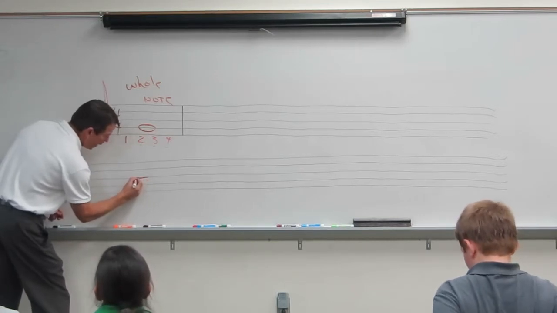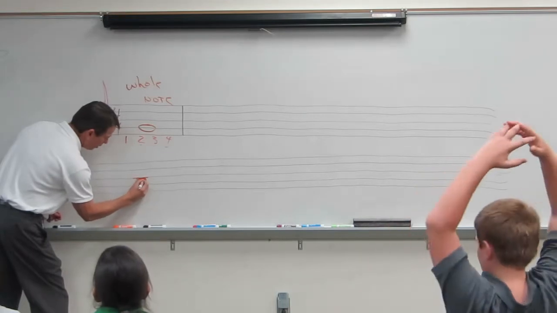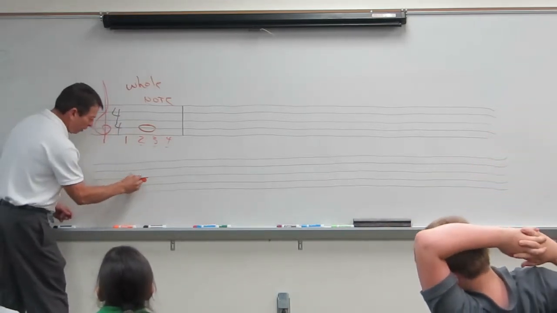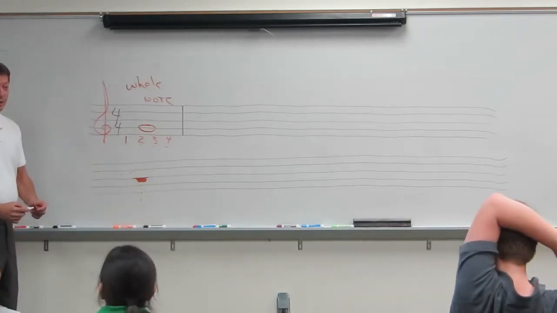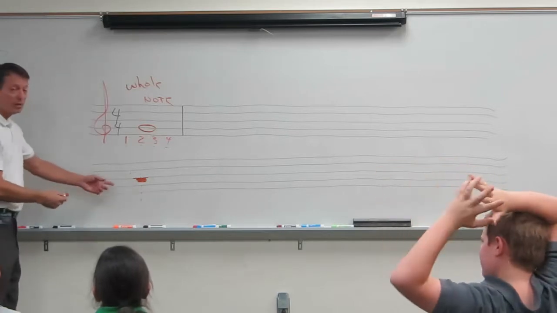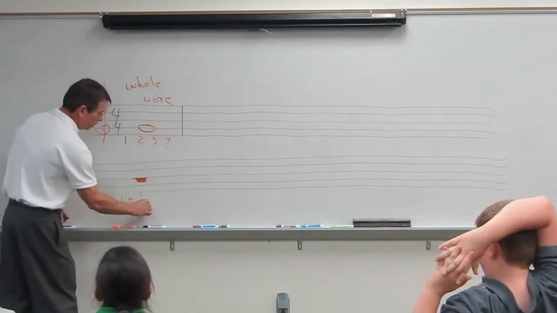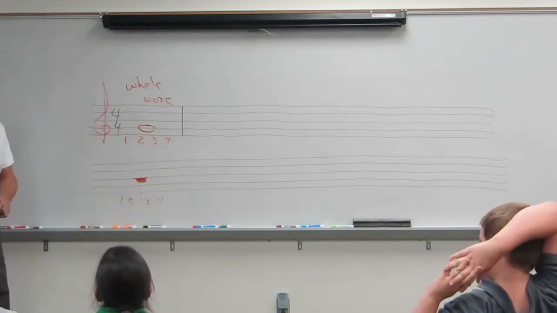It's in the middle of the staff, and it looks like an upside down hat. A hole, a magical hat. You're walking along and you fall into the hole. It's a magical hat. And how many beats does a whole note get? 4. 1, 2, 3, 4. There's your first note.